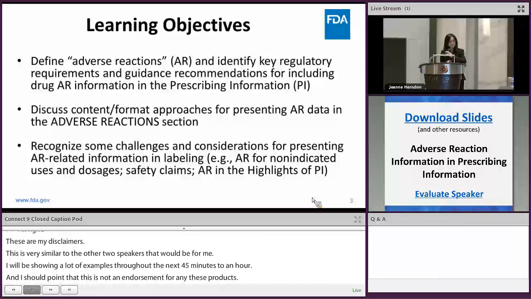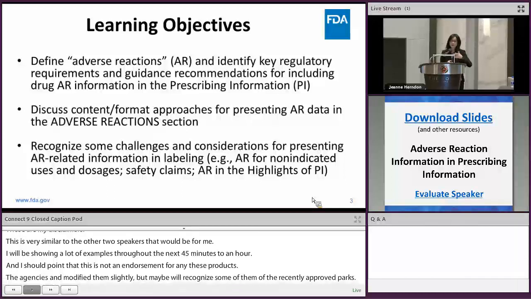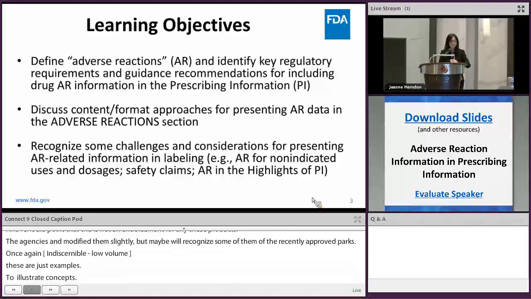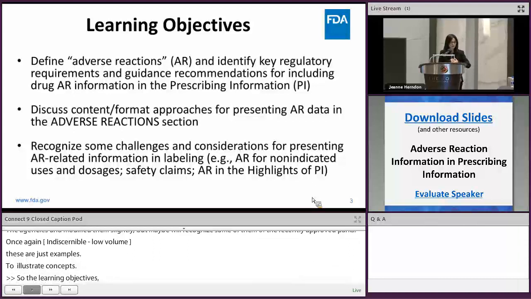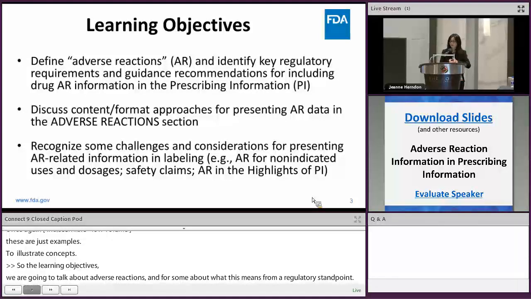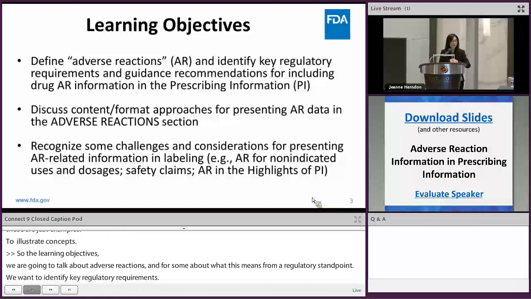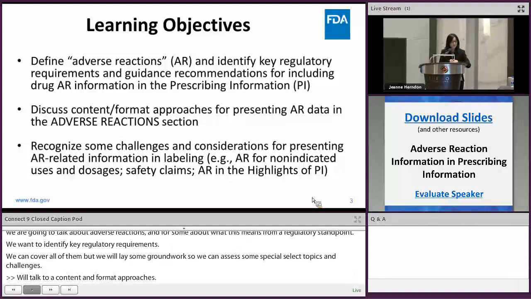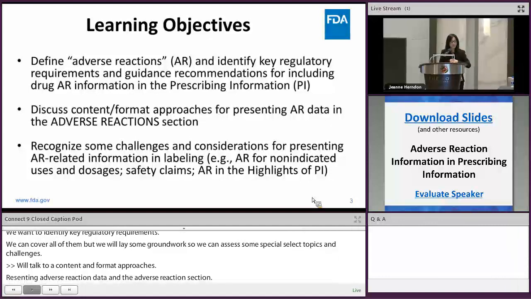So the learning objectives: we're going to talk about adverse reactions. We'll first talk about what this means from a regulatory standpoint. We want to identify key regulatory requirements. We can't cover all of them, but we're going to lay some groundwork so that we can discuss some more special select topics and challenges. We'll talk about content and format approaches for presenting adverse reaction data in the adverse reaction section. That's what I'm going to primarily focus on because that's where the vast majority of risk information is included. And then we're going to recognize some of the challenges and considerations for presenting adverse reaction related information in the labeling.